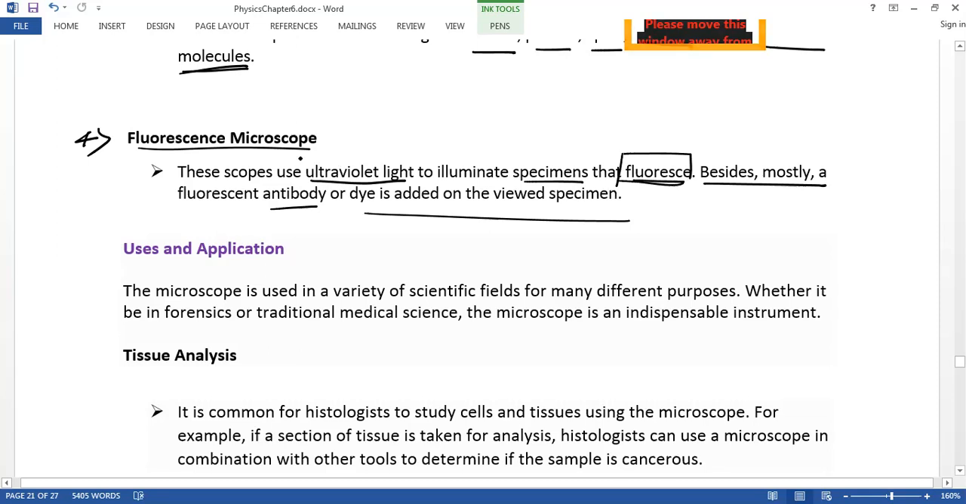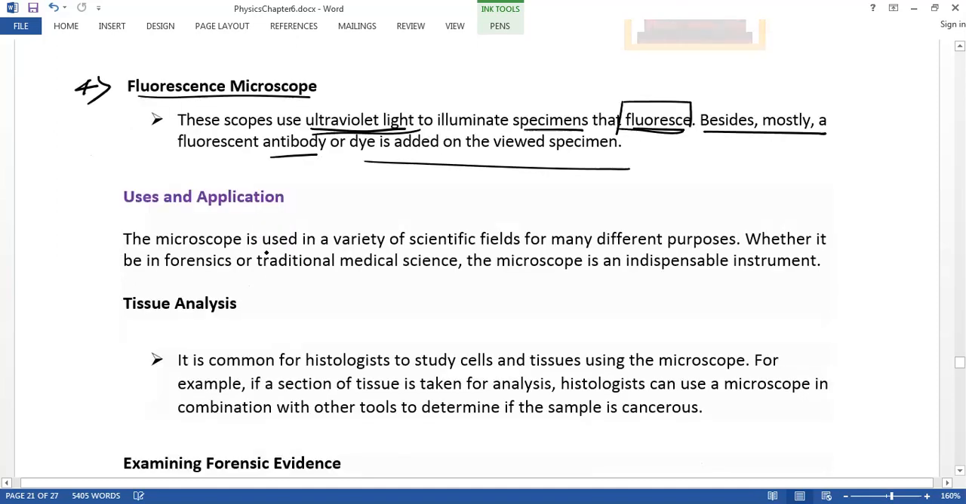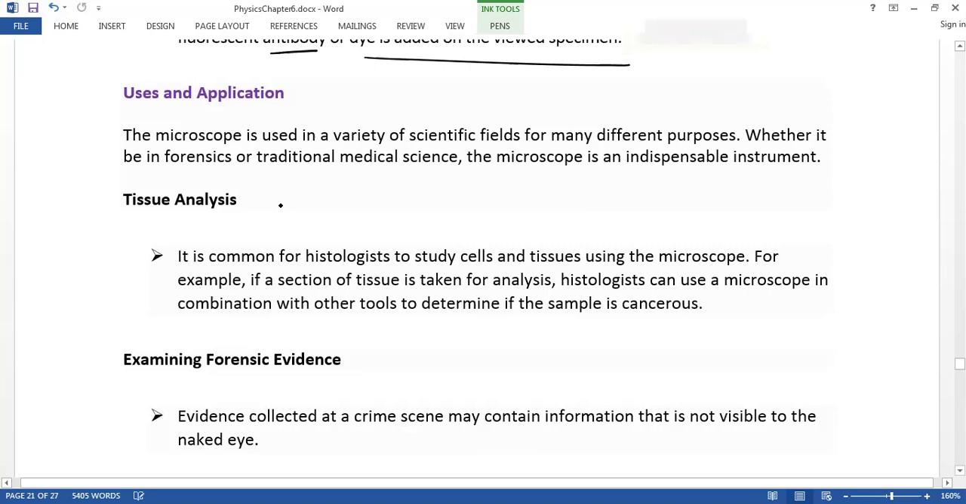Here, ultraviolet light is used to illuminate this specimen. Okay. Next one, the uses and application of the microscope.